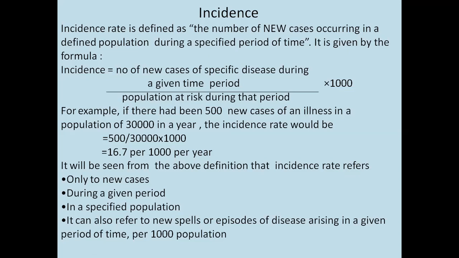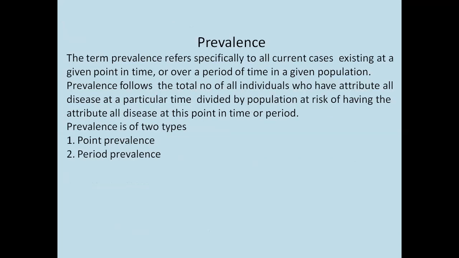It will be seen from the above definitions that incidence rate refers only to new cases during a given period in a specified population. It can also refer to new spells of episodes of disease arising in a given period of time per 1000 population. Now, prevalence.